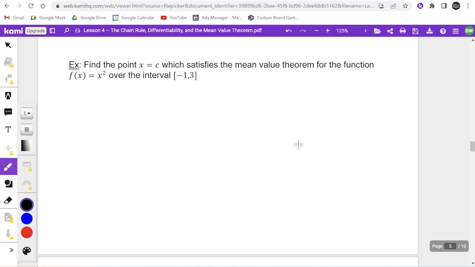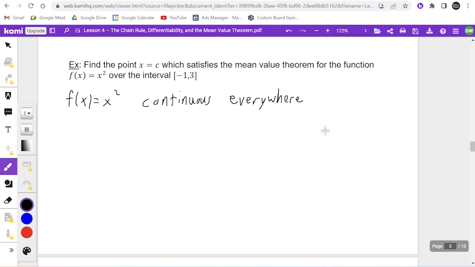So, example. Find the point x equals c, which satisfies the mean value theorem for the function f of x equals x squared over the interval -1 to 3. So before I even use the formula, I need to prove that it's continuous and differentiable over that interval, -1 to 3. The good news is, where is f of x equals x squared continuous? Well, it's continuous everywhere. How do I know? Give me a value for x that I plug in this calculator and it says error. Like for instance, if I say 3 squared, will my calculator say error? No. If I say -100, my calculator will not say error.